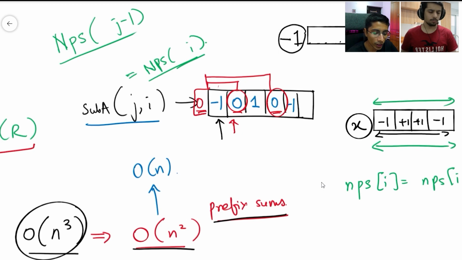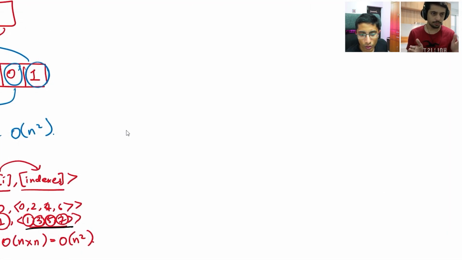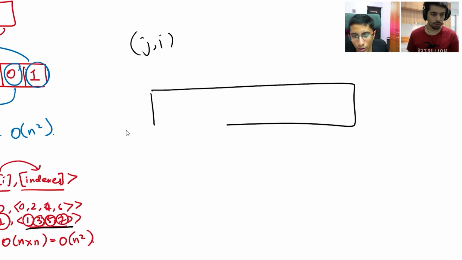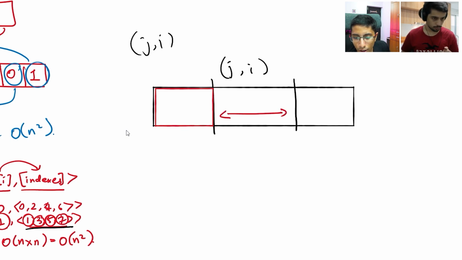Okay, so order n square is now done. This is good. Can you do better? Okay, so assume that there is a subarray from j to I and it is valid to remove it. So you want to remove this subarray from j to I? Yeah, let's say I am allowed to do it. That means NPS of I would definitely be equal to NPS of j minus 1. Got it.